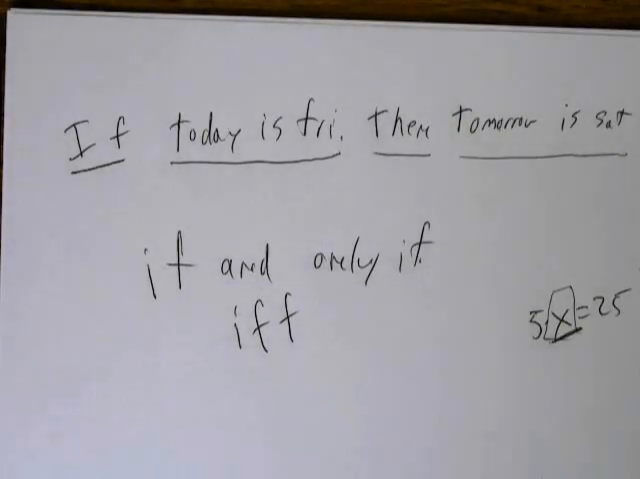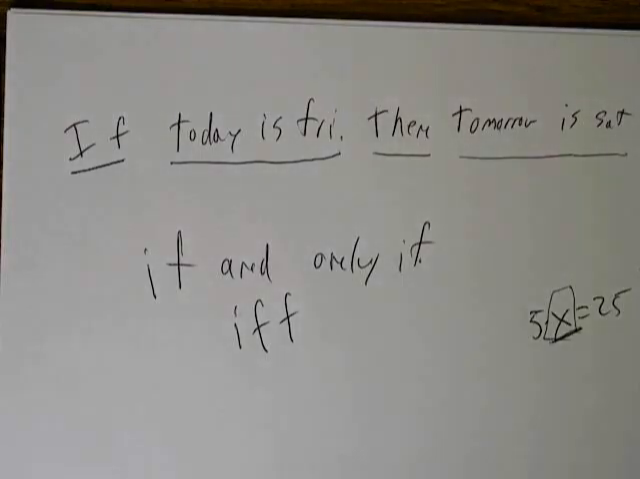Contrapositive. Contrapositive, you do both of those things, right? You not only switch the first part and the last part, you also make them the opposite. So if today is Friday, then tomorrow is Saturday. Switching them in both senses would be, if tomorrow is not Saturday, then today is not Friday. And that's true. If tomorrow is not Saturday, then today is not Friday. That makes sense.